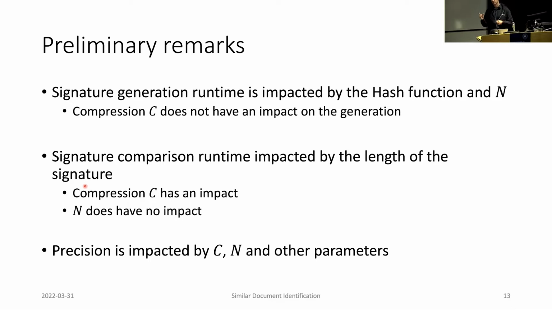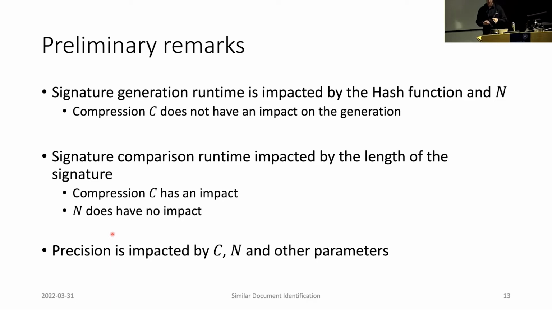Because every string has to be processed, we need an efficient hash function and neighborhood, because the neighborhood is like what is hashed. The compression rate doesn't impact that. On the other hand, the signature comparison time is strongly influenced by the compression ratio. The more I compress, the shorter my signatures get, and since the signatures are compared with the Levenshtein distance, the shorter the better, so the shorter the faster. The precision is impacted by everything.